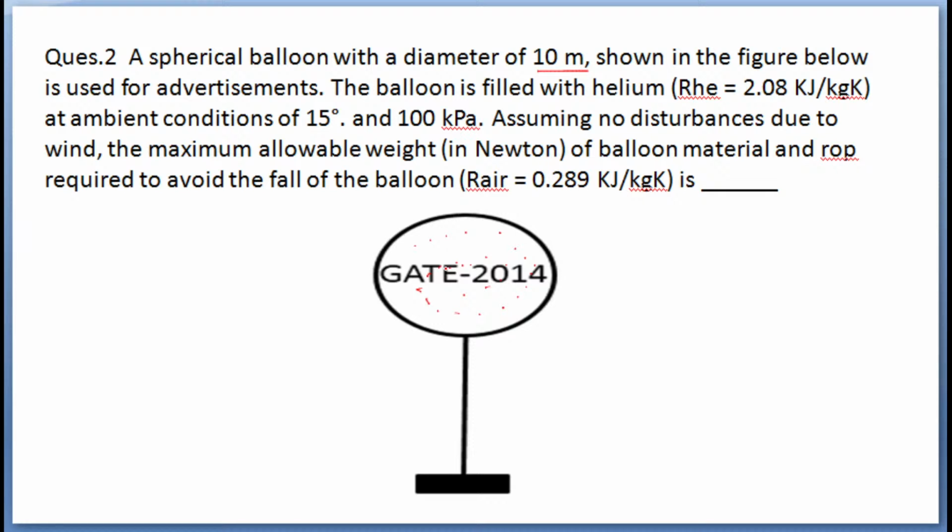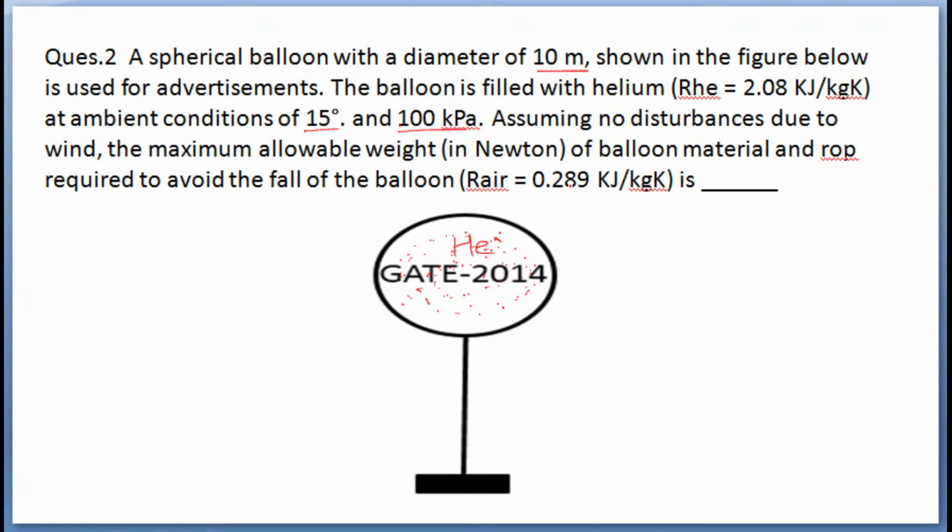Listen carefully. Helium gas is filled inside the balloon. This is helium gas. Okay, very good. The balloon is filled with helium at ambient conditions at 15 degrees Celsius and 100 kilopascal. Assuming no disturbances due to wind, find the maximum allowable weight of the balloon material and rope required to avoid the fall of the balloon. R of air is 0.289. So these are the data given.